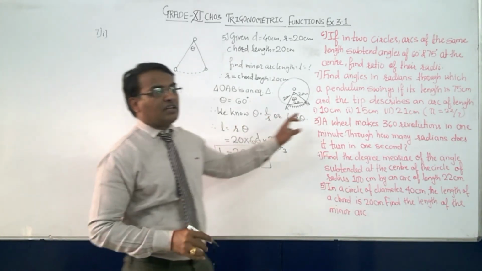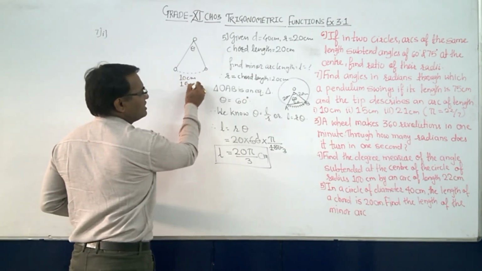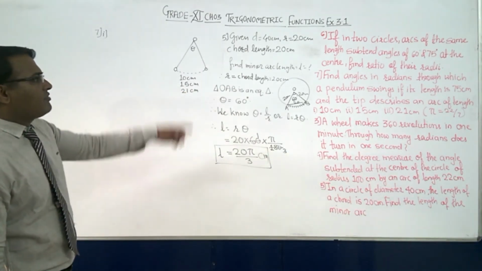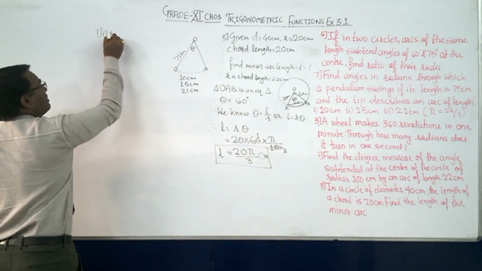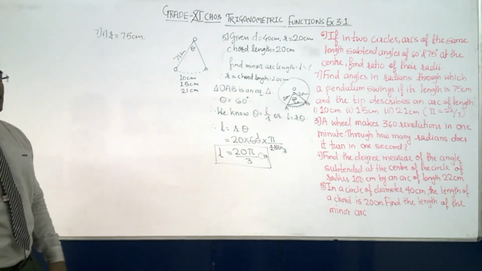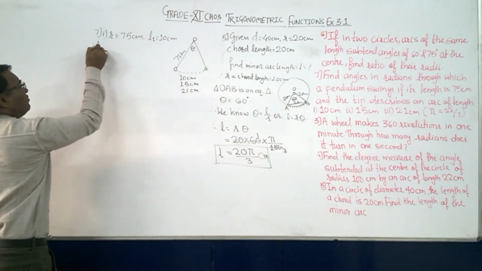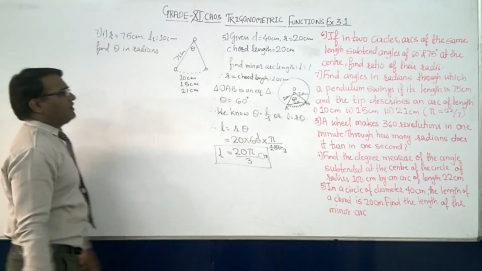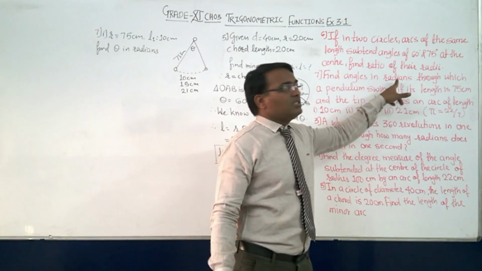Three different arc lengths are given. The first is 10 centimeter, the second is 15 centimeter, and the third is 21 centimeter. After that the length is given, 75 centimeter. So here R, or radius, is equal to 75 centimeter, and here L1 is equal to 10. What we have to do is find theta in radians, because they told us to find the angles in radians.